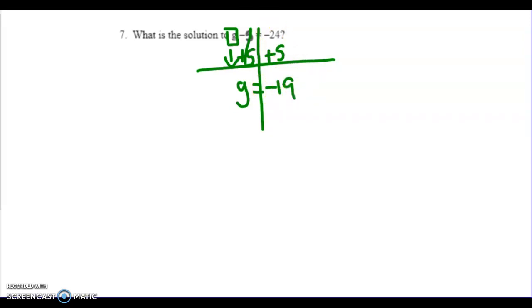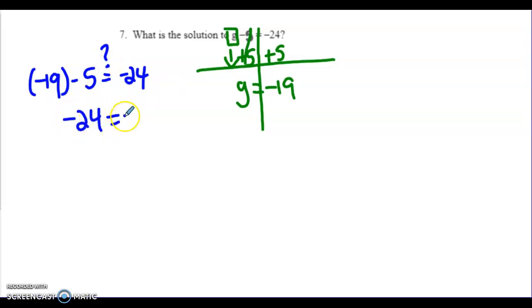So I think that's my answer, but I'm going to go back and substitute it in just to make sure. I'm checking to see if this side equals negative 24. So negative 19 minus 5 does equal negative 24. So this is my answer.